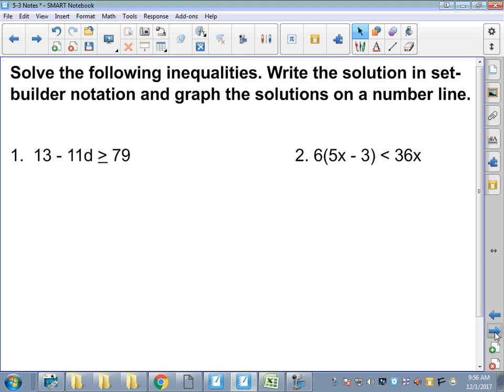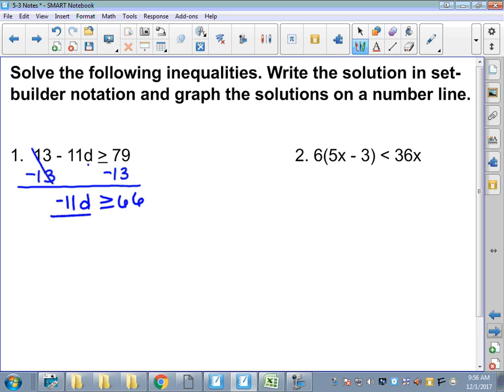All right, so we're going to solve 13 minus 11d greater than or equal to 79. I like to describe what's happening to my variable. Right now, it's being multiplied by negative 11, and then we're adding 13 to it. So the very first thing we need to take care of is we need to move the 13, the stuff farthest away from the variable. So I subtract 13 from both sides. Don't lose that negative. It's a negative 11d greater than or equal to 66.